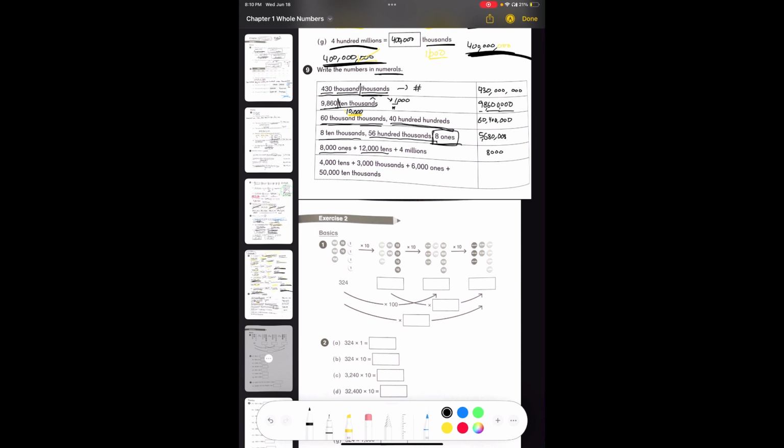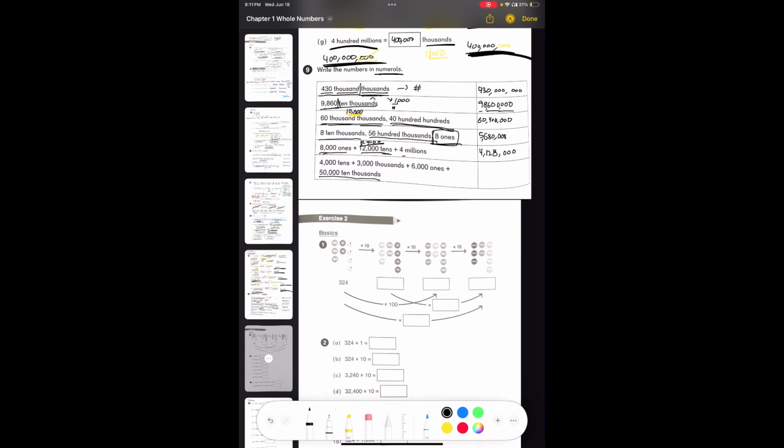12,000 tens. So tens is a 1 and a 0, so just add a 1 there, so 120,000. And 4 millions is exactly what it looks like. So actually what I'm going to do is write 4 millions here and then just replace it. So 120,000 and 8,000 ones, which is 8, so it becomes an 8. And that's the answer.